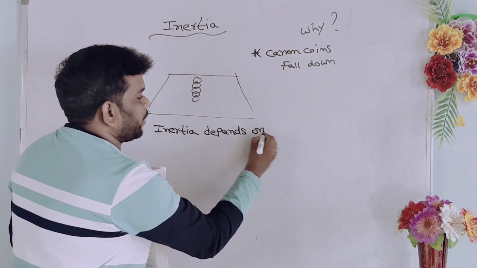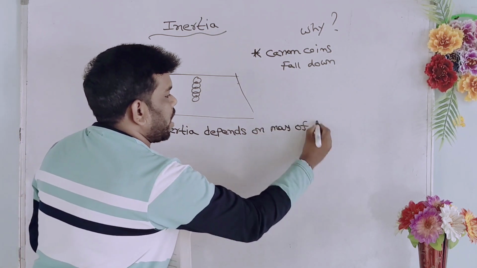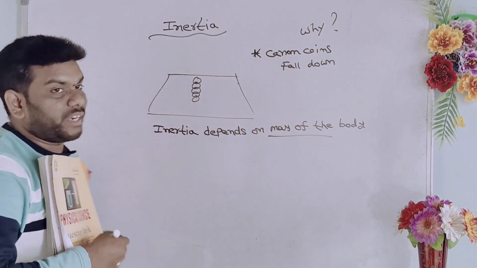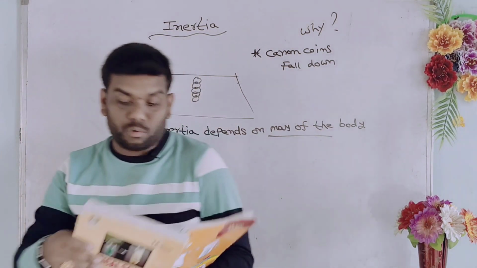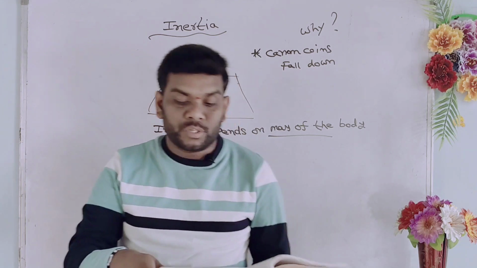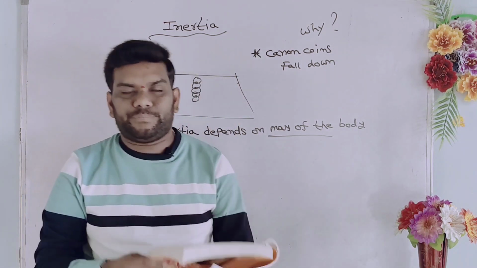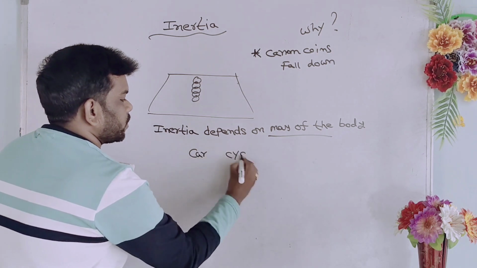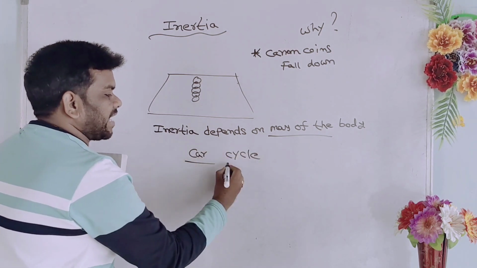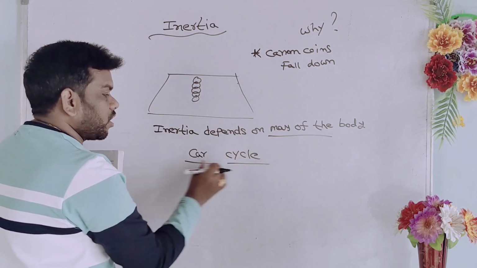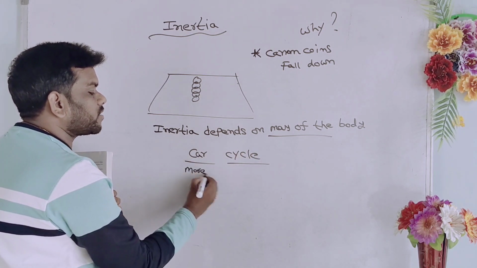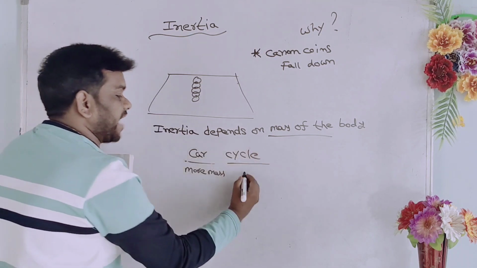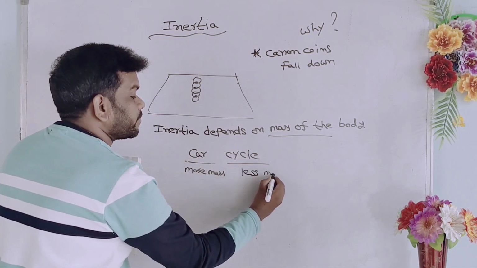Inertia depends on the mass of the body. Please listen carefully. So, for example, car and cycle. Comparing to a cycle, a car has more mass. Comparing to a car, a cycle has less mass.